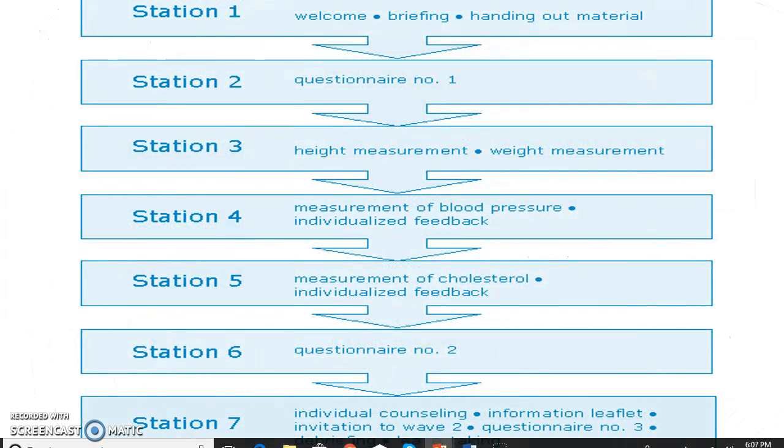This infographic on the slide is an example of research procedures used in an experiment. It includes briefing, a welcome, the handing out of materials, the completion of questionnaires, specific measurements, and all procedures needed for the study. It is organized by steps to ensure smooth transitions throughout the study.